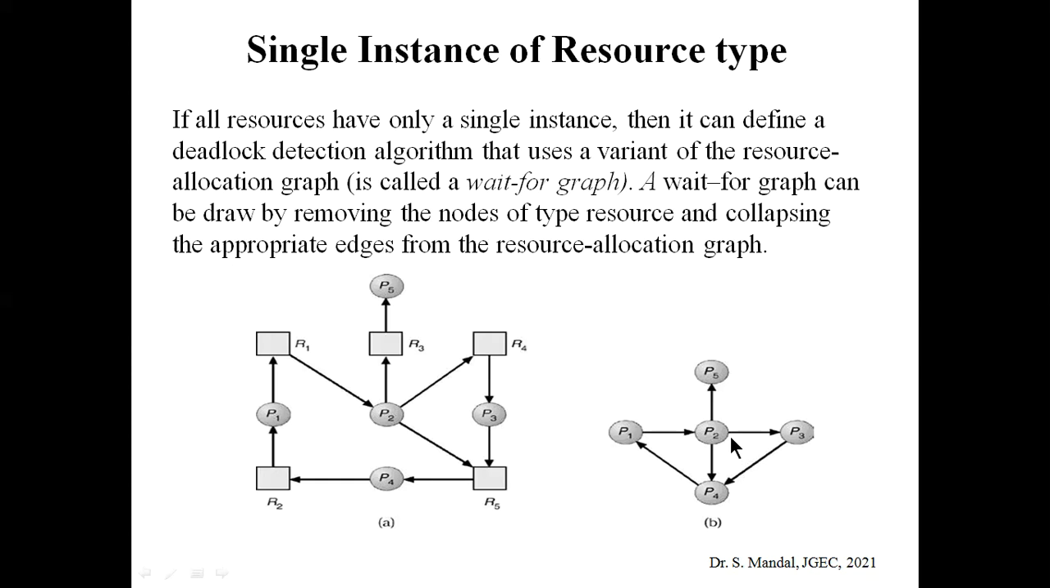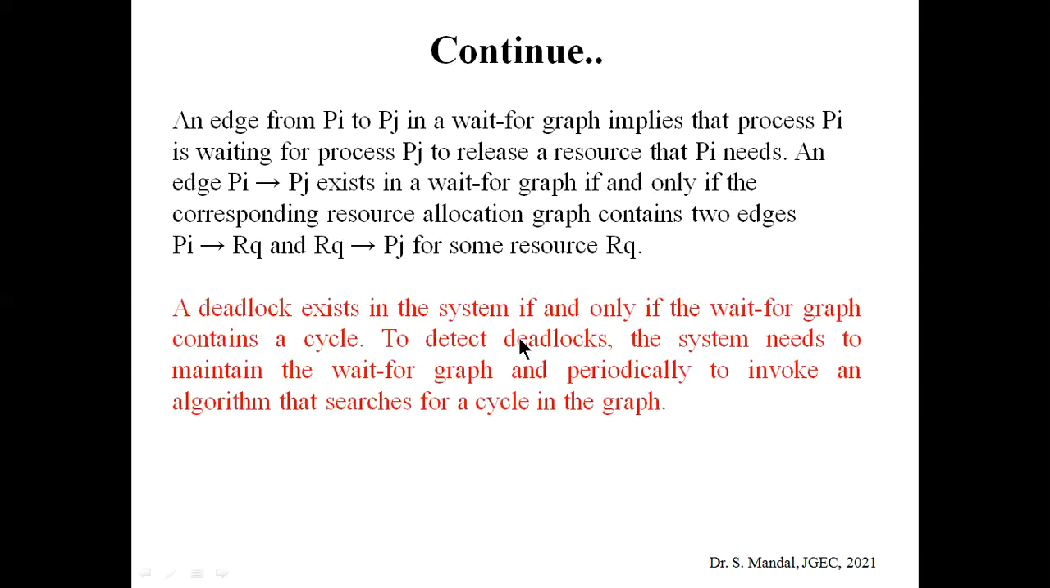Similarly, we include other edges, like from P2 to P3, from P3 to P4, P4 to P1, P2 to P4, and P2 to P5. The resultant graph is known as the wait-for graph. In this way you can get it.